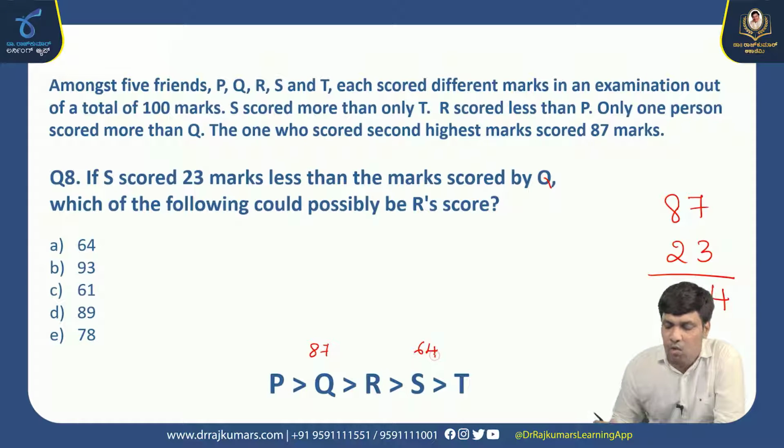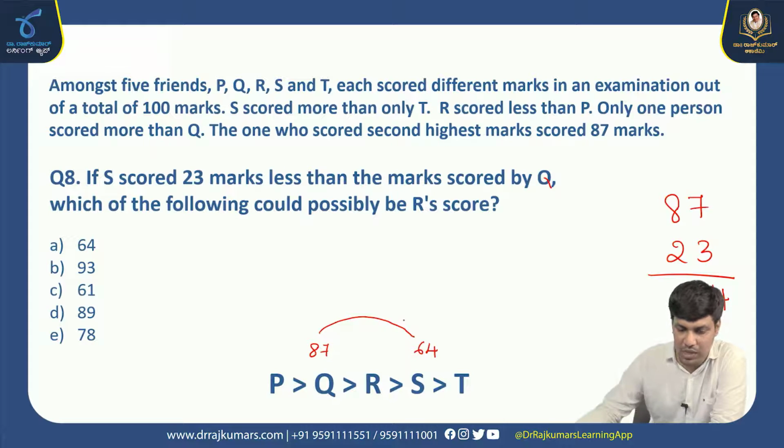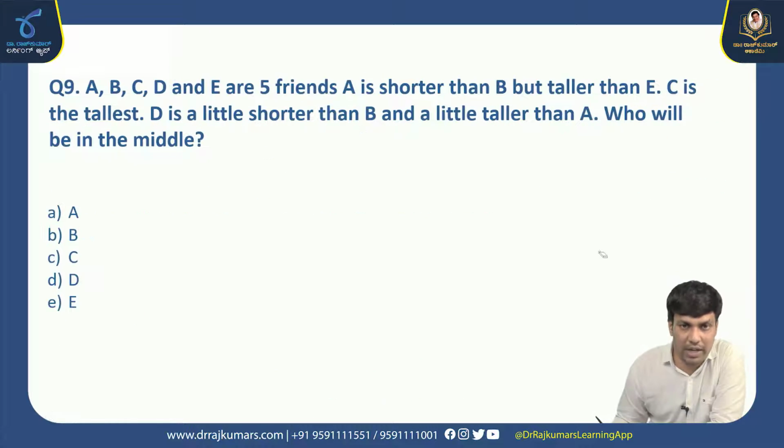They are asking which of the following could possibly be R's score. R's score will be in between 87 and 64. You need to search in the options between 87 and 64. On looking at the options, there is only one option in this range, and that is 78. So the possible score of R is 78. So the right option is option E. Moving on to our next problem.